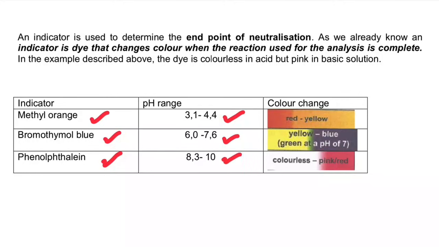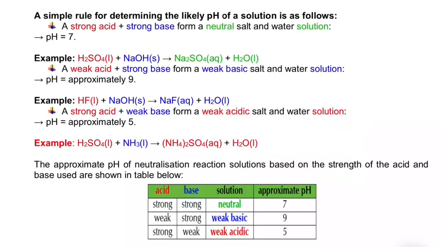So how do you know that the pH at which the endpoint of the neutralization is going to be reached is going to be around 3, and you use methyl orange, around 7, and you use bromothymol blue, around 8, and then you use phenolphthalein? How do you know all that? If we have a strong base and a strong acid, then we would expect the pH to be around 7 at the end of our neutralization reaction. In this case, we would then use bromothymol blue.